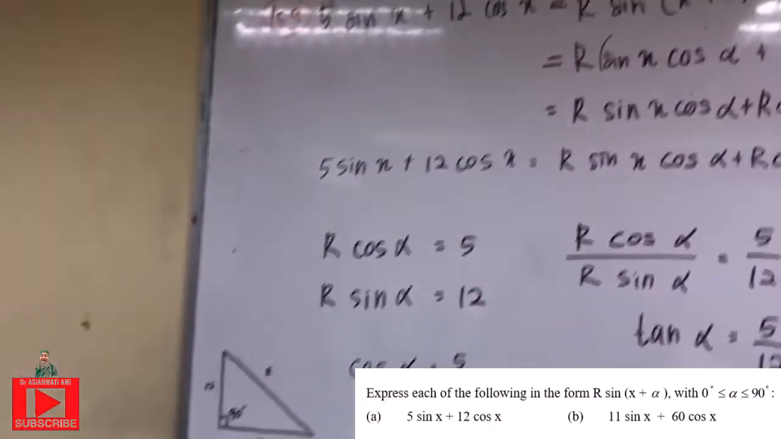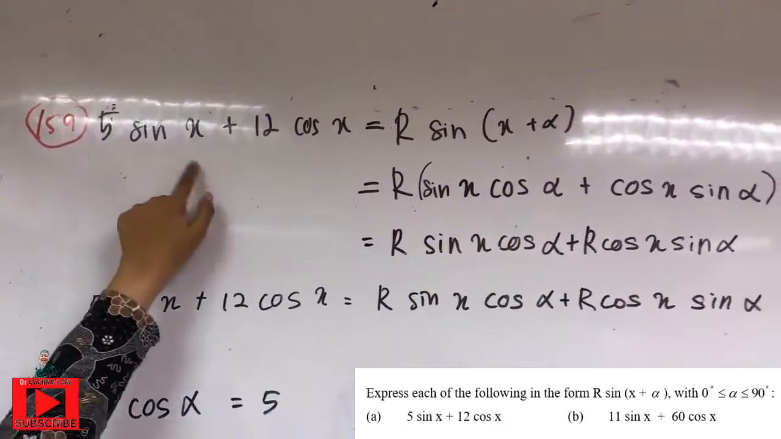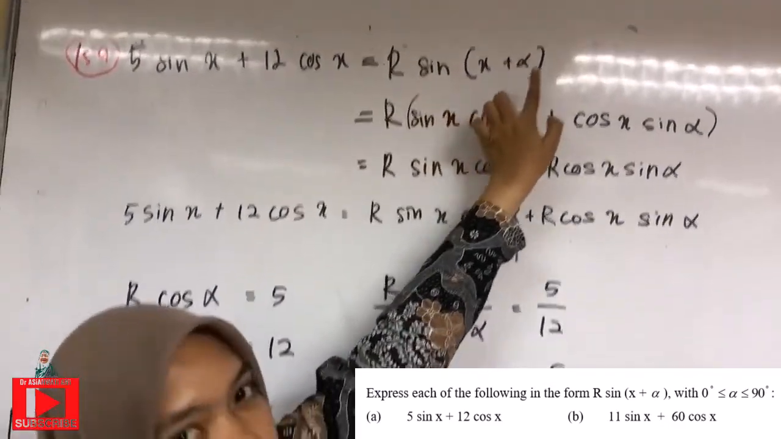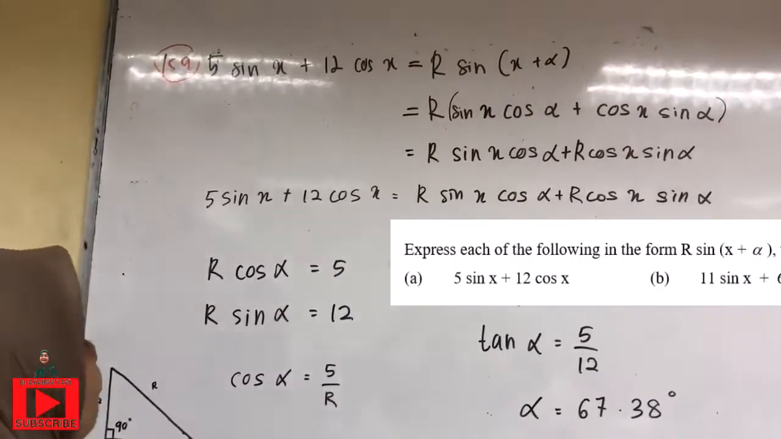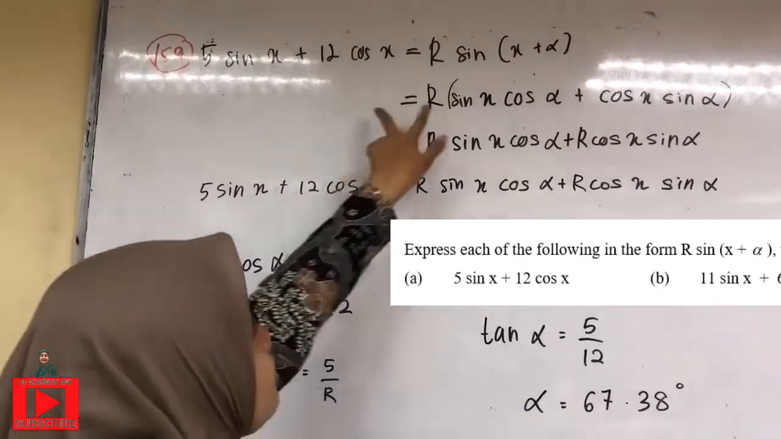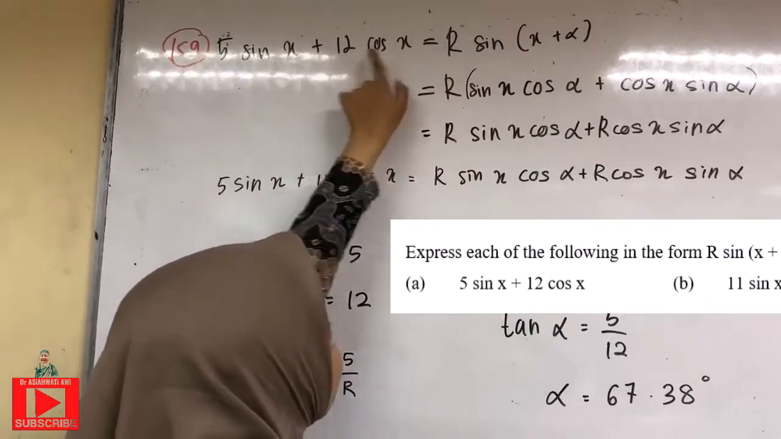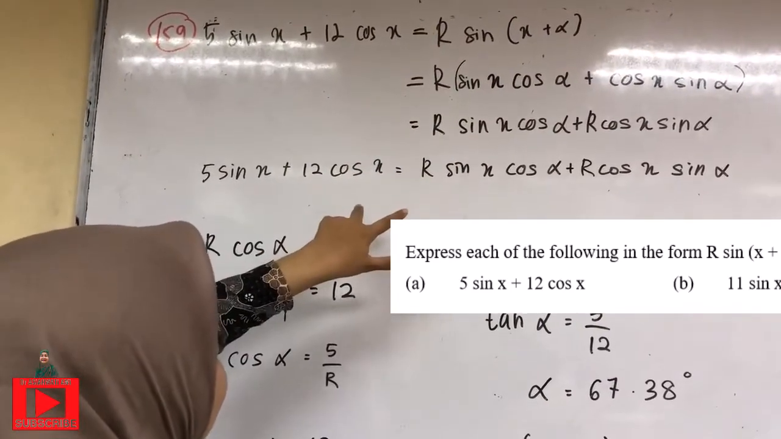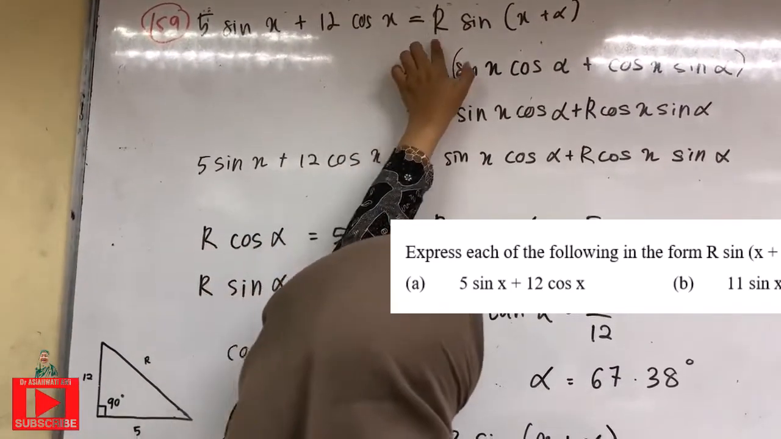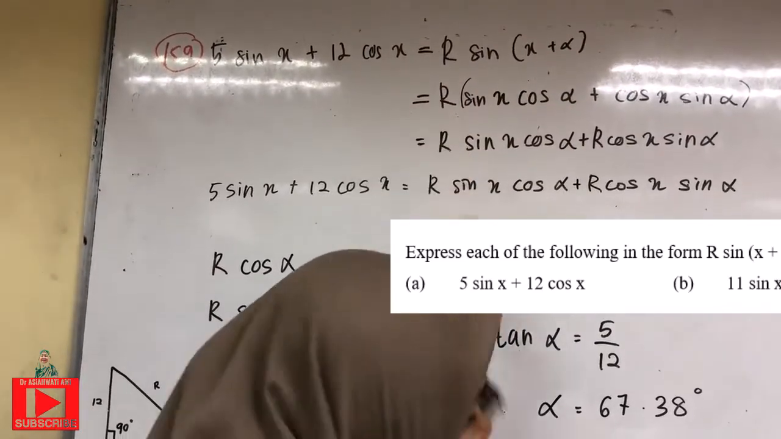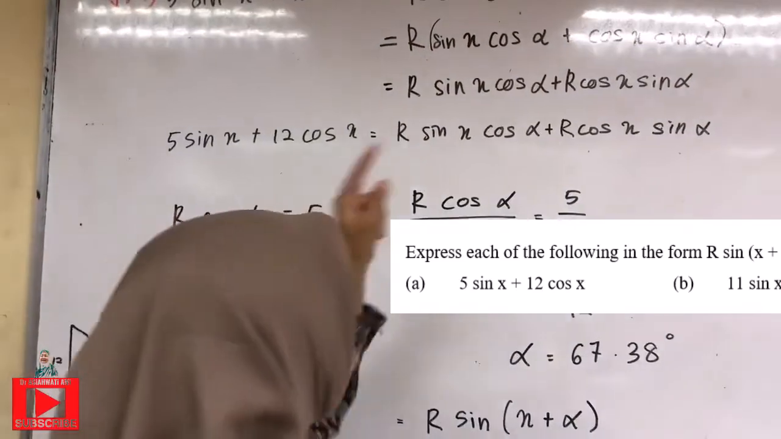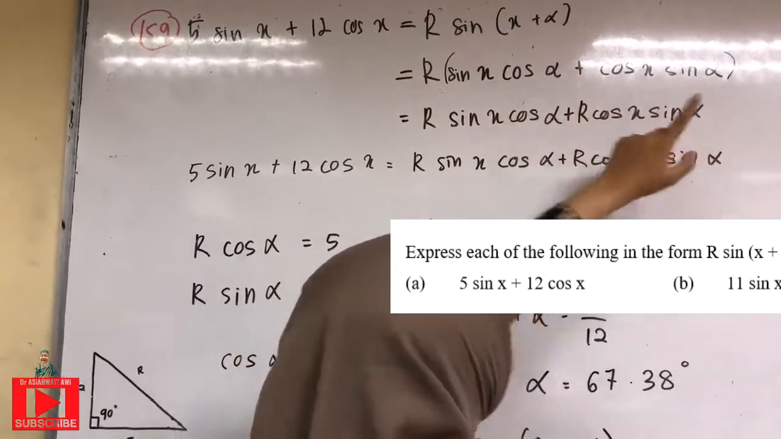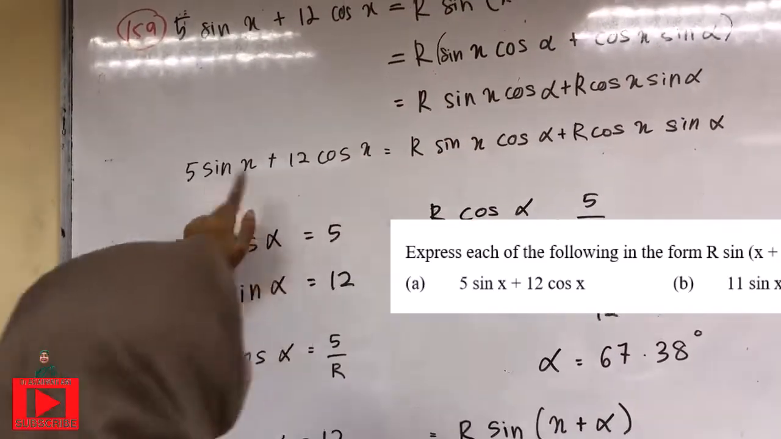Okay, soalan 15A ni soalan dia 5 sin X tambah 12 cos X. Lepas tu dia nak kita express dalam bentuk R sin X plus alpha. Jadi kita samakan soalan ni dengan form yang dia bagi tu, sebab nanti kita nak kena compare R sin X plus alpha ni. Kita guna compound formula. Kita jadi sin X cos alpha tambah cos X sin alpha. Lepas tu kita expand samakan balik dengan soalan.